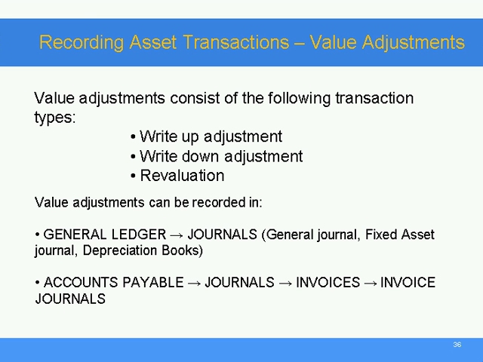Recording asset transactions value adjustments. Value adjustments consist of the following transaction types: write-up adjustment, write-down adjustment, and revaluation. Value adjustments can be recorded in general ledger journals, general journal, fixed asset journal, depreciation books, and in accounts payable journals, invoice journals as well. Usually, value adjustment transactions are used in fixed asset journal and depreciation books. So let me show in my Dynamics AX form.